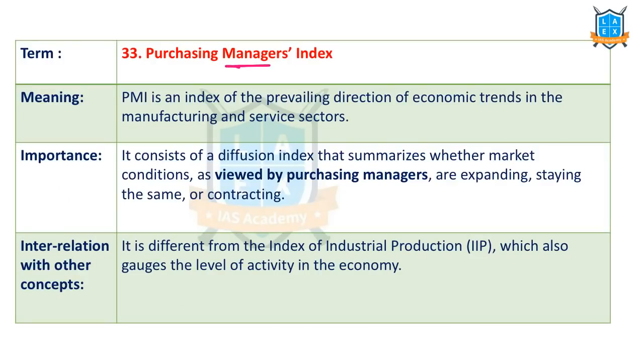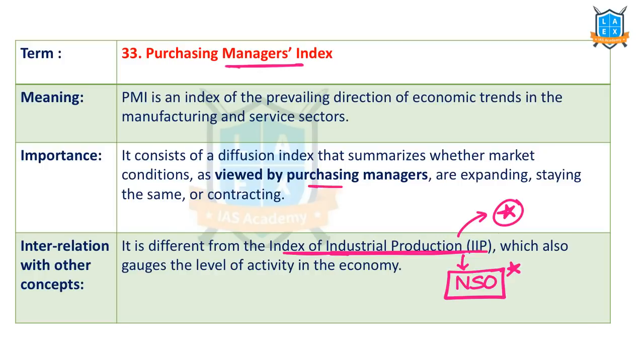The next important issue that is in news is Purchasers Managers Index. What is this Purchasers Managers Index? To measure the industrial activity, we have IIP, which is released by the NSO, National Statistics Office, the monthly index of industrial production. This says about the industrial activity in the country over that particular month. But there is this Purchasers Managers Index, which is measured from the manager's point of view. This is for the upcoming month. IIP is for the past month, but this Purchasers Managers Index is for the next coming months.